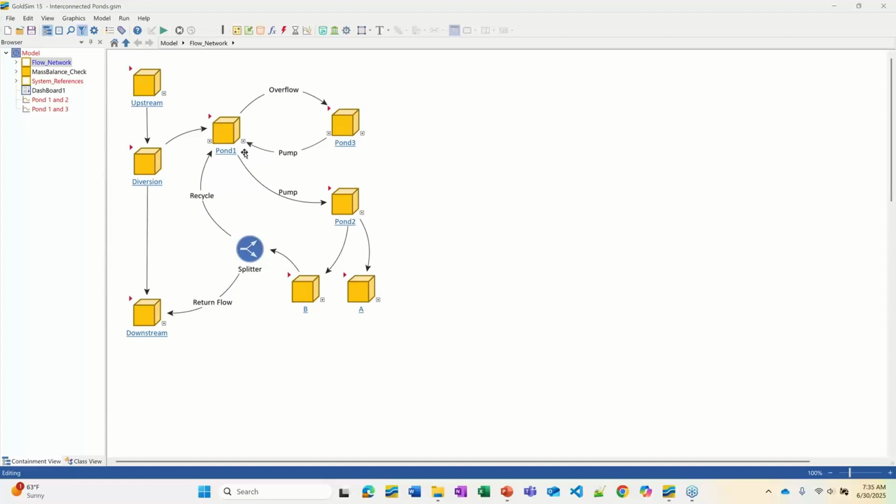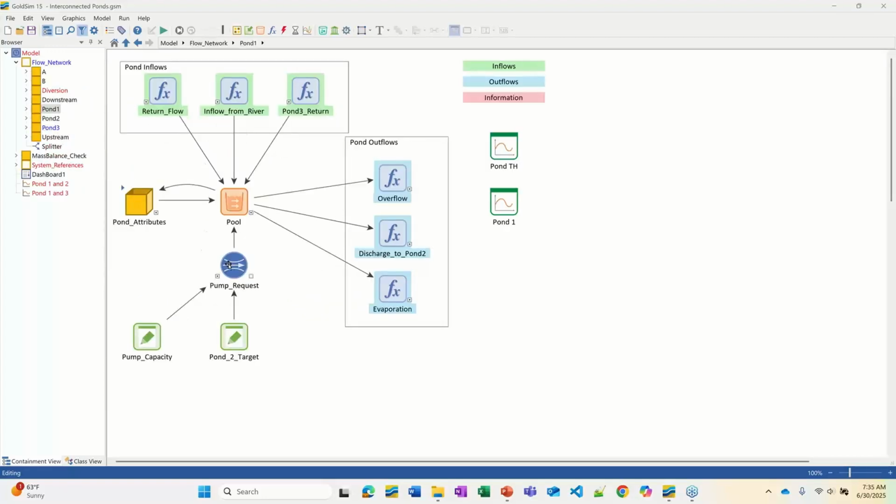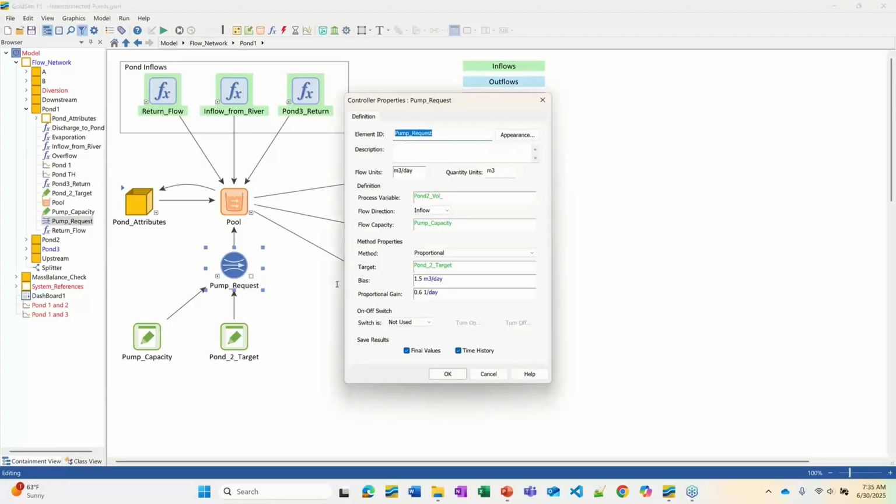Okay, so here's the model. And now I just want to show you, if I go into pond 1, you'll see we have a controller. And if I open this, you see this is looking at pond 2. So this is going outside of this container. It's looking at information coming to it from pond 2. The reason for that is because this is pond 1, you can see it says pond 1 up here, by the way.